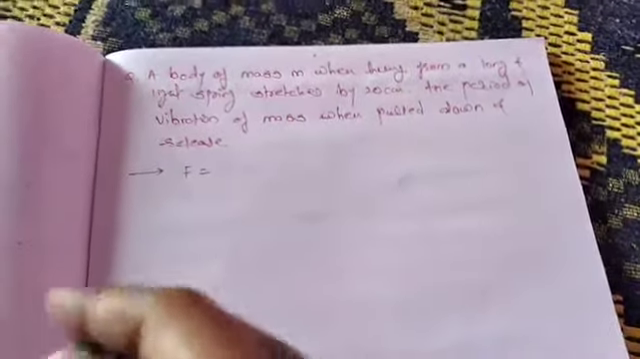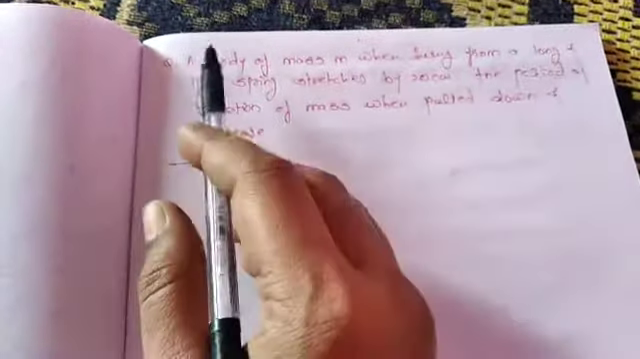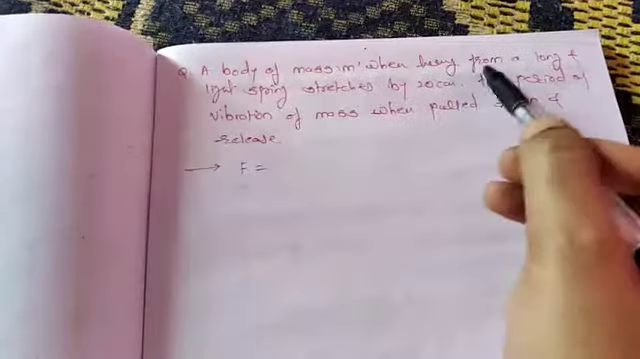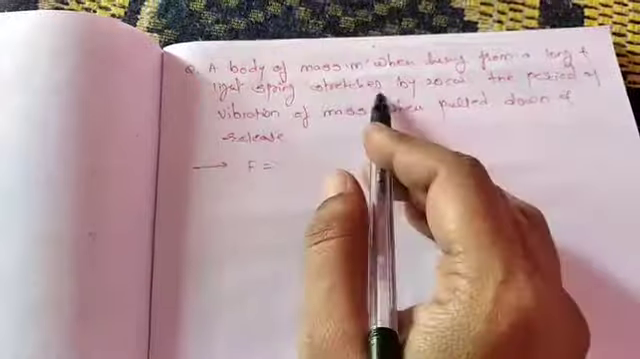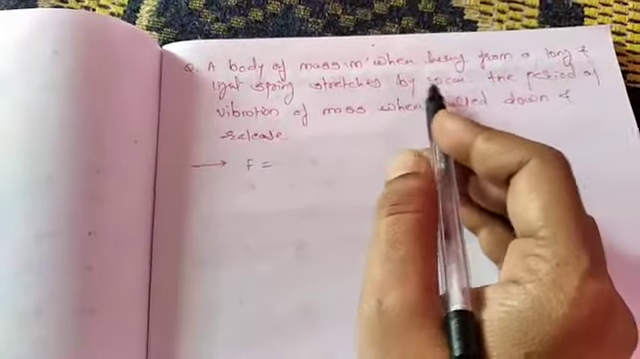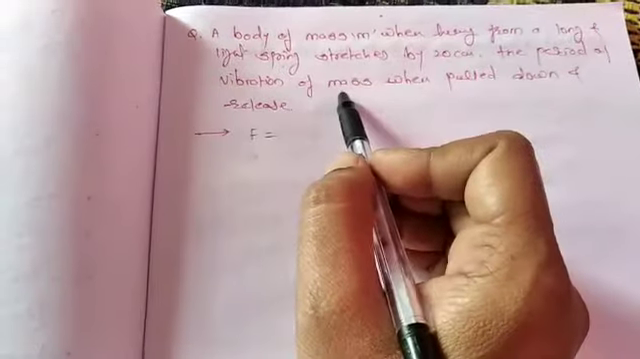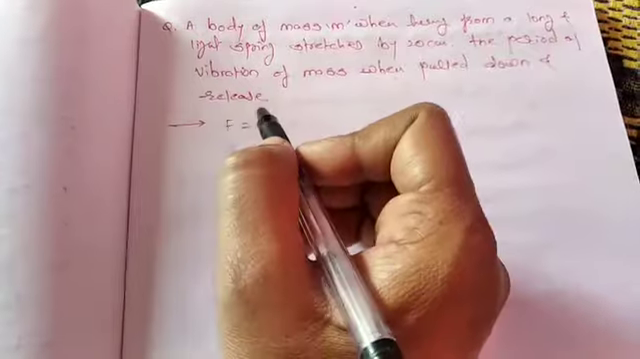Today we'll see the numericals on oscillation. The first numerical: a body of mass m, when hung from a long and light spring, stretches it by 20 centimeter. Find the period of vibration of the mass when pulled down and released.